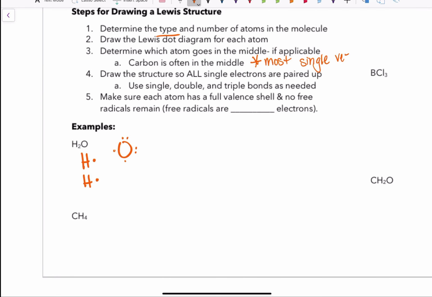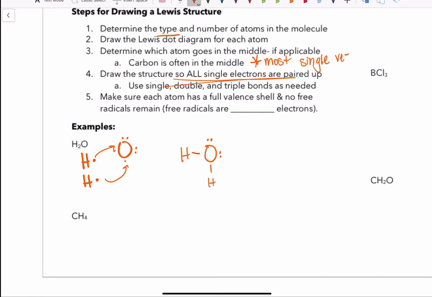So to pick up with the steps, step number 3, to determine what goes in the center, we knew that oxygen was going to go in the center because it had the most single dots. And then to match up around, we know this one is going to come over here and this one comes over there. And just like our other picture, our Lewis structure for water looks like that.